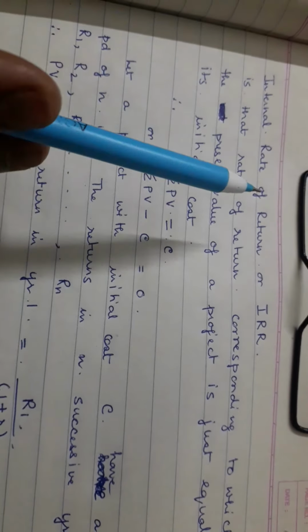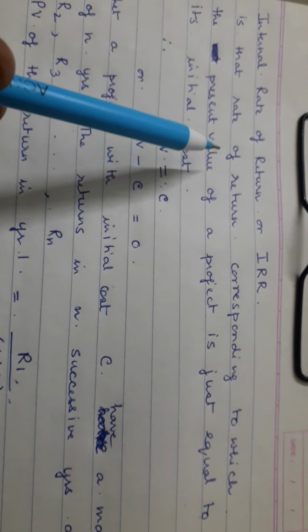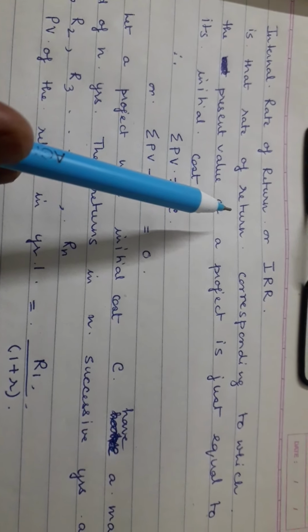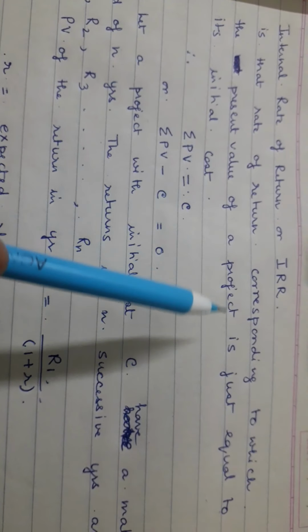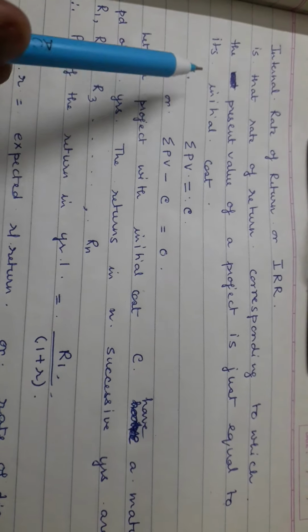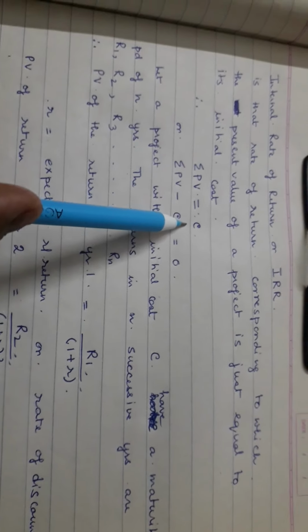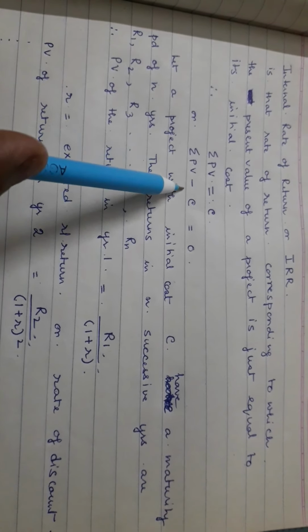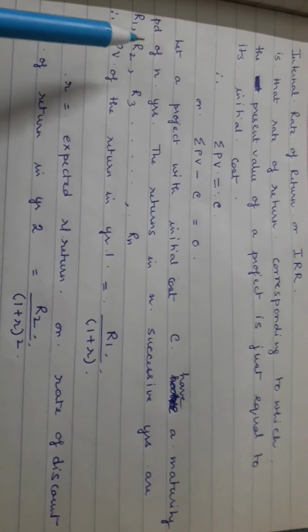Now, internal rate of return, or IRR, is that rate of return, or you can even say that rate of interest or that rate of discount corresponding to which the present value of a project is just equal to its initial cost. So that is summation of PV is equal to C, or summation of PV minus C is equal to 0. Now let us make it clear.